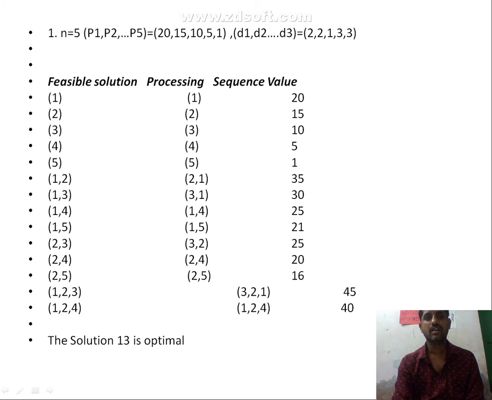So in that way, if there is no possible fill of the 3, then you can take only the 3 values, that is 20, 15, 10, that equal to 45. So the optimal solution, the feasible solution, is 45, and the solution is 1, 2, 3. Okay, see here: 20, 15, 10, that equal to 45, is the feasible solution of a particular job scheduling.